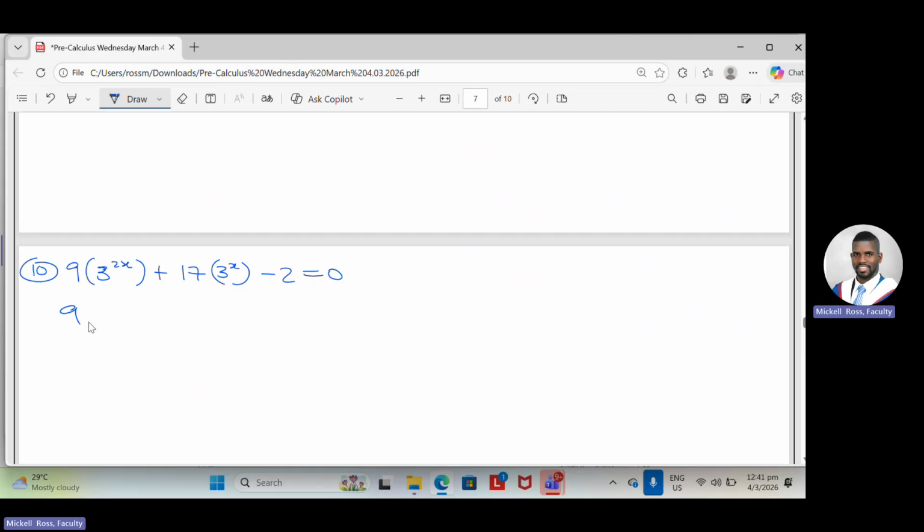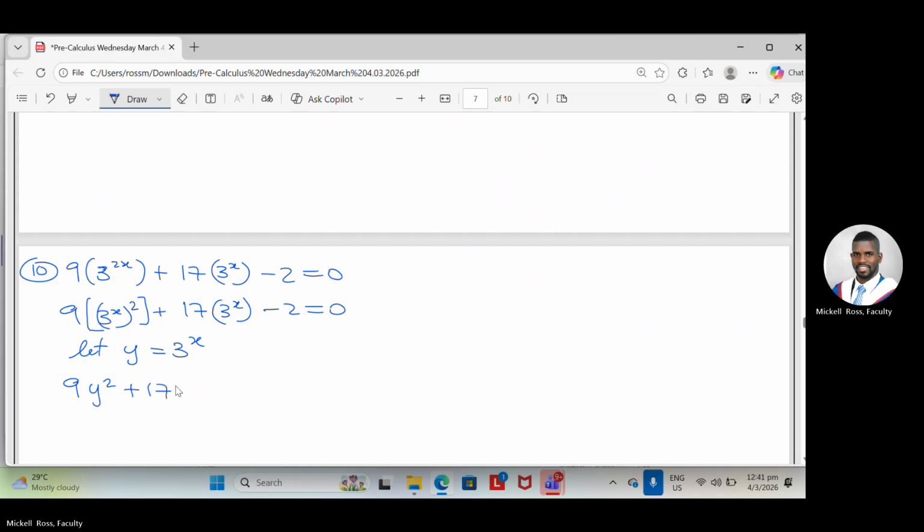So we can write this as 9 times 3 to the x squared plus 17 times 3 to the x minus 2 equal to 0. Let y equal 3 to the x. So this is going to be 9 times y squared plus 17 times y minus 2 equal to 0.